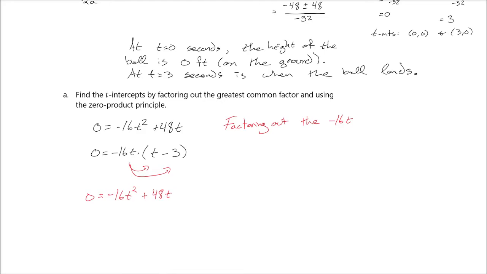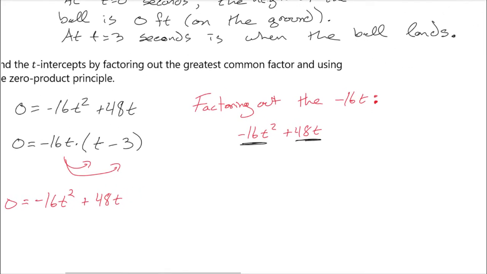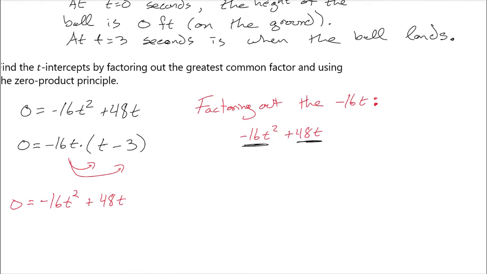So let's look at this again. I have negative 16t squared plus 48t. And I want to say what number goes into both of these coefficients. So when I look at this, I have negative 16t squared and a 48t. And it might take a second to realize, but 16 does go into 48.